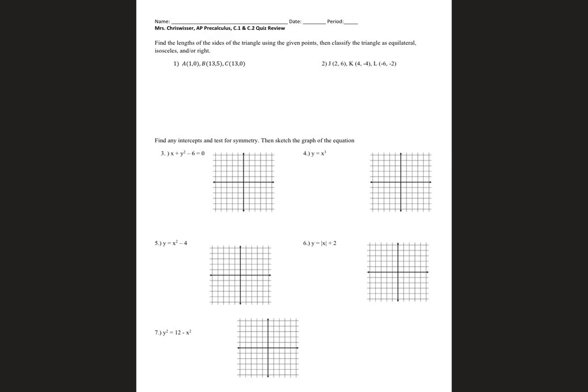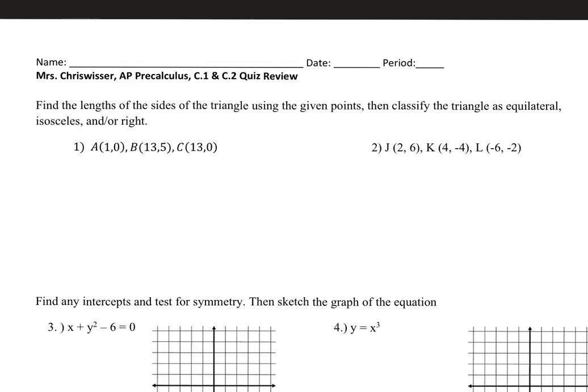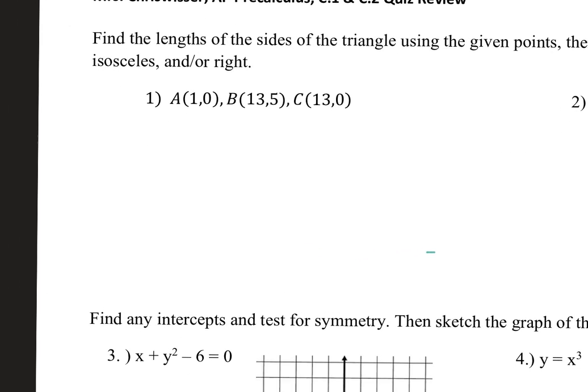This video is going to go over the C1 and C2 quiz review. So with numbers 1 and 2, it says find the length of the sides of the triangle using the given points and then classify the triangle as equilateral, isosceles, or right. We're going to use the distance formula to find the length of the three sides and then compare them from there.